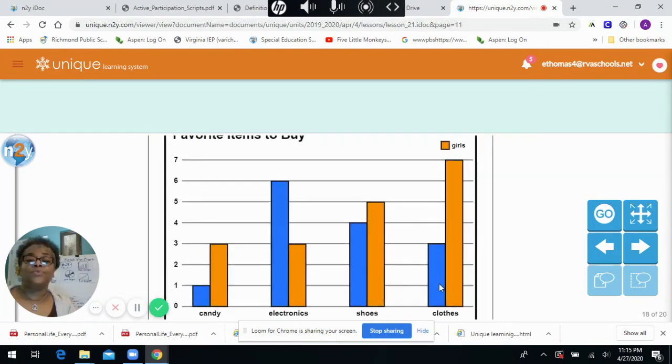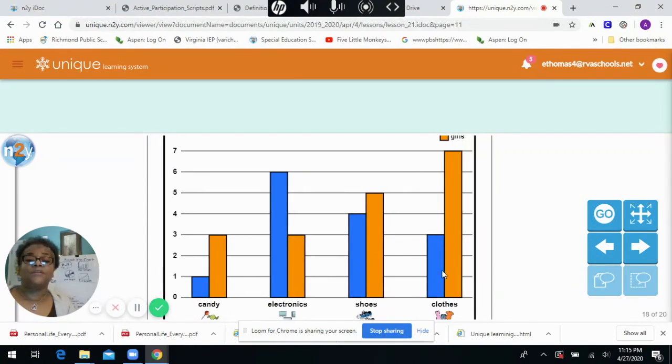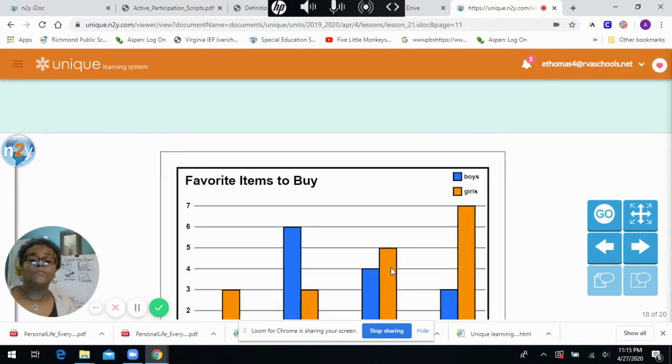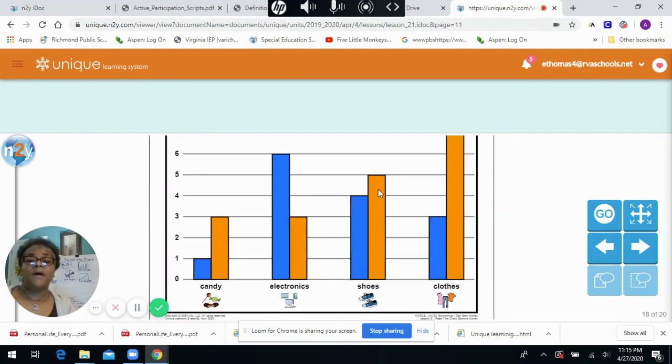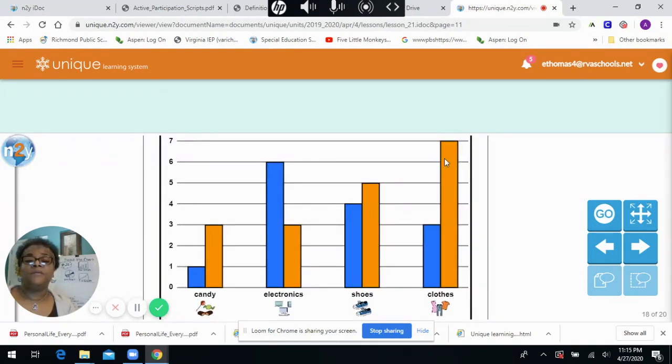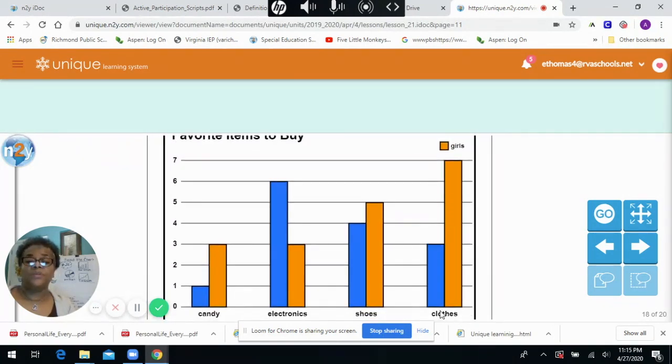And clothes. Ooh, look at that. Girls really like clothes. So the favorite item to buy is clothes, and girls like to buy the most clothes. What's the most favorite item for the boys? Electronics. And I guess that's the games and game systems and everything, the video games that they like, and telephones.